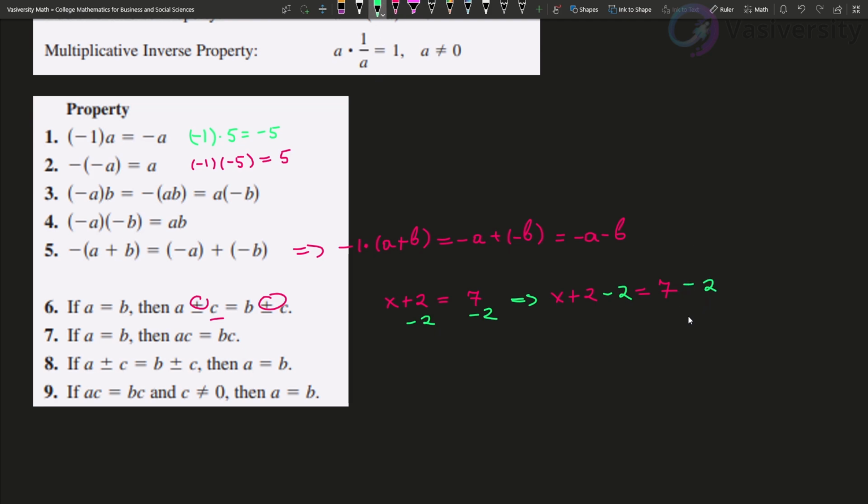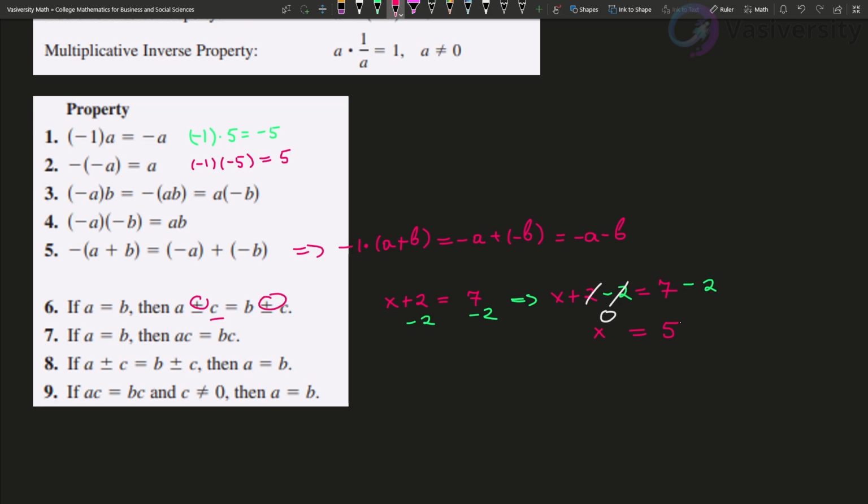And why did we do that? We did that to get a zero, the additive identity, because positive 2 minus 2 is going to give us a 0. And x plus 0 is just x. So x is equal to what? 7 minus 2 is going to be equal to 5. So we know that x is equal to 5. And we could do the same thing, adding the numbers.